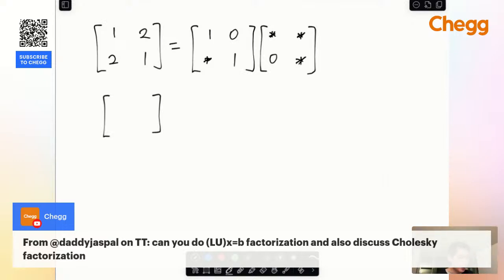So one way to solve this is to just go through the entries here one by one and see what they impose about these starred numbers. For example, the fact that this is 1 means that this vector dot product with this vector has to equal 1, right?